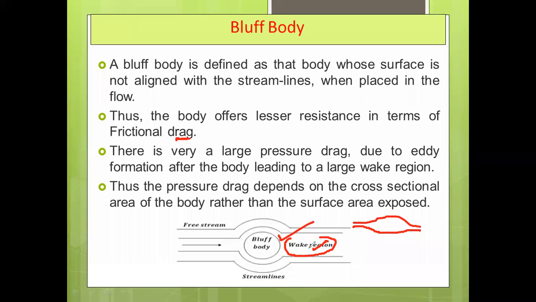Thus, the pressure drag depends on the cross-sectional area of the body rather than the surface area exposed. Okay, so what does the pressure drag depend on? It depends upon the cross-sectional area. The larger the area, the larger the pressure drag. Instead of surface area exposed, the cross-sectional area is very important here in terms of a bluff body.